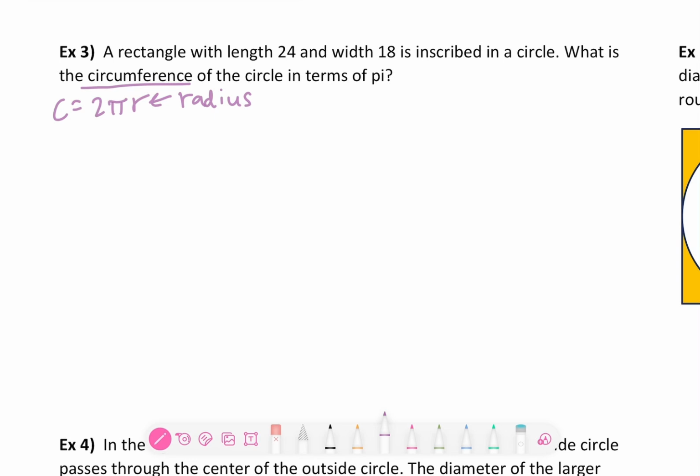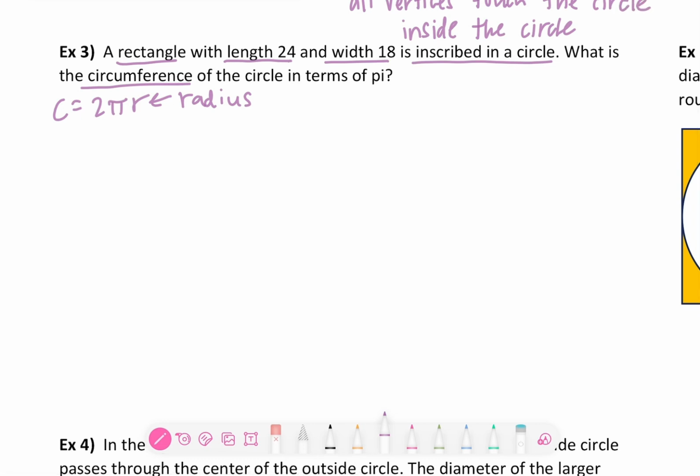If we know the radius of the circle, we can figure it out. Right now, all we know is something about a rectangle, though. Okay, so let's figure out that scenario. So a rectangle with a length of 24 and a width of 18 is inscribed in a circle. This means that it is inside the circle. And what it also means is that all vertices, which are the corners of the rectangle, touch the circle. So they don't cross over the circle. They're not inside the circle. They actually touch the circle.